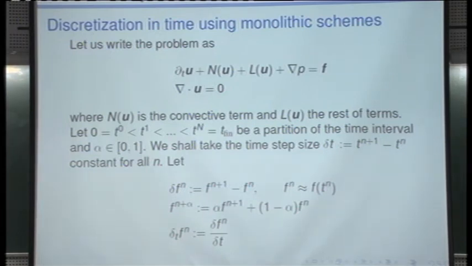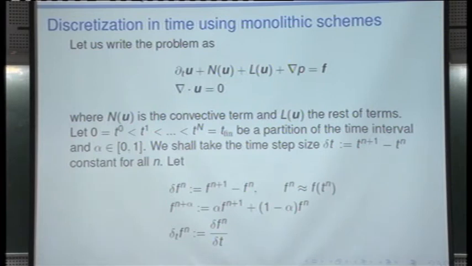Okay. So let's write the problem in this way. We have to obtain the velocity and the pressure solution of this system. Now I've written the convective term as N of u, and L the viscous term, which is the Laplacian. This one is linear, and this one is quadratic. This is u times gradient of u, and this is linear.